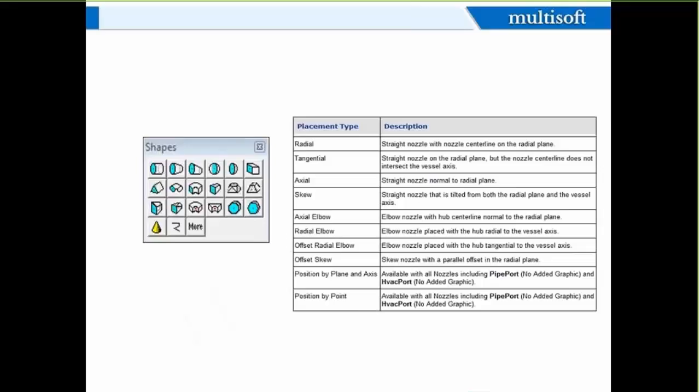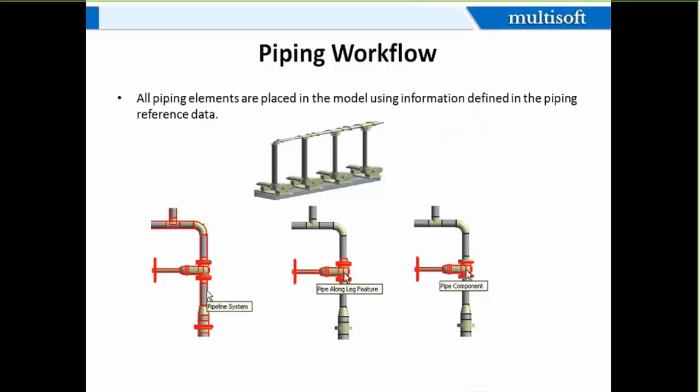equipment modeling. Next, coming to piping, once the equipment is modeled and nozzle placement is completed, you can start routing with the pipes. All the piping elements are placed in the model using information defined in the piping rough data. Piping rough data is nothing but the specs. Specs will be created by the catalog admin. That's a different field. The catalog admin will create the specs with respect to the paper spec. Once that is loaded by the project administrator, the piping designer can select the particular spec as per his P&ID and start routing the pipes.